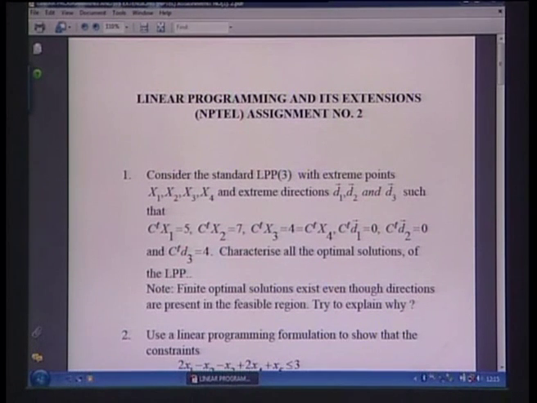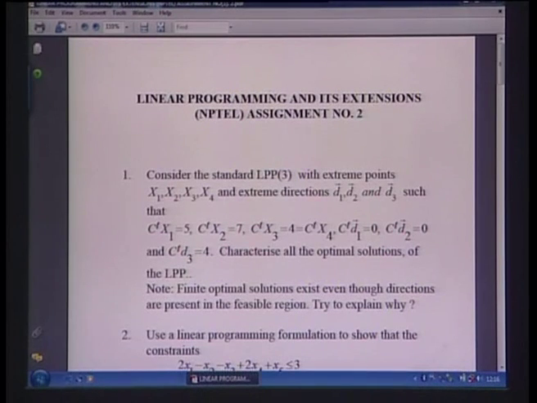Along direction d1, there is no increase in the value of the objective function. C transpose d1 is 0. Similarly, C transpose d2 is also 0, but C transpose d3 is 4. Characterize all the optimal solutions of the LPP. This information is enough for you to find out which is an optimal solution for your given LPP.